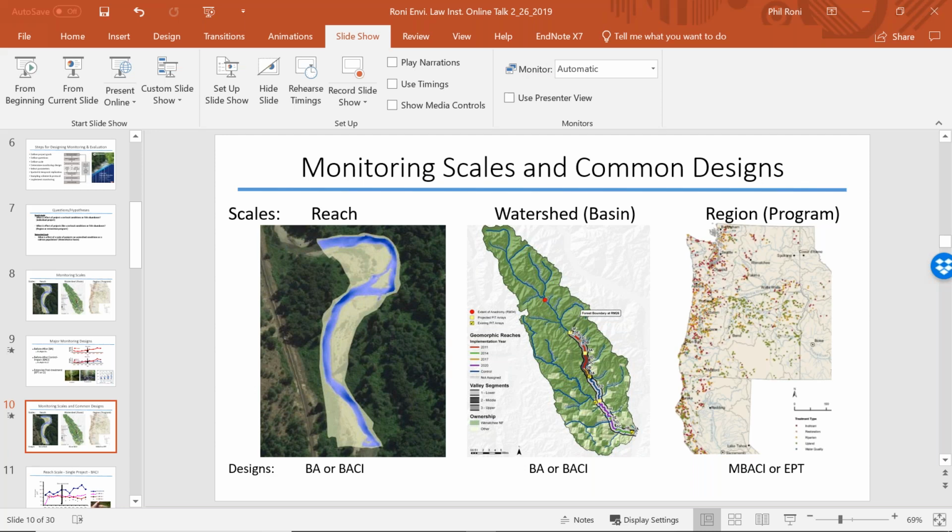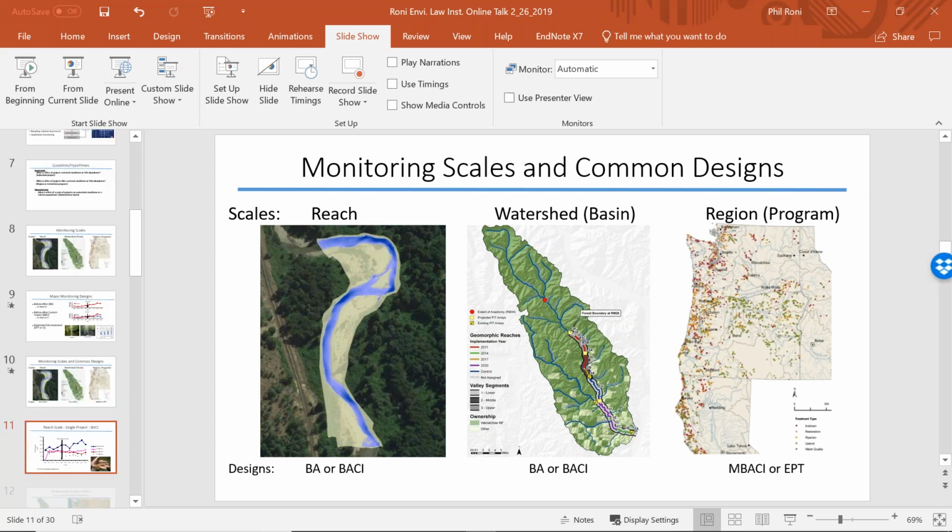So what I'd like to do is go through one or two case studies for each one of these. I'm just going to touch briefly on the reach scale one, because that's the most tractable. The one that has been the most challenging is this watershed or regional scale.